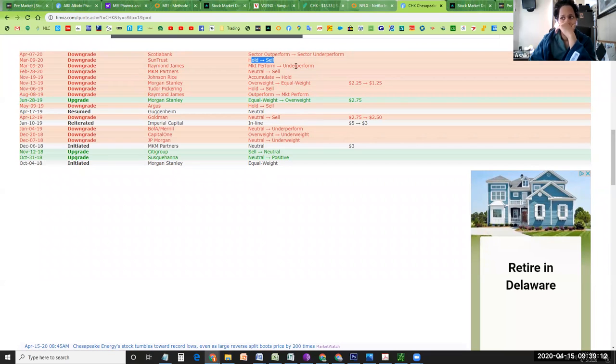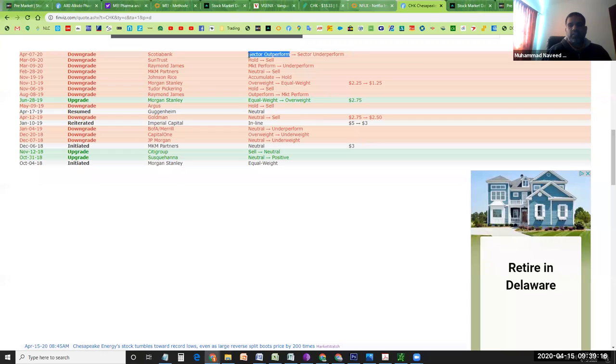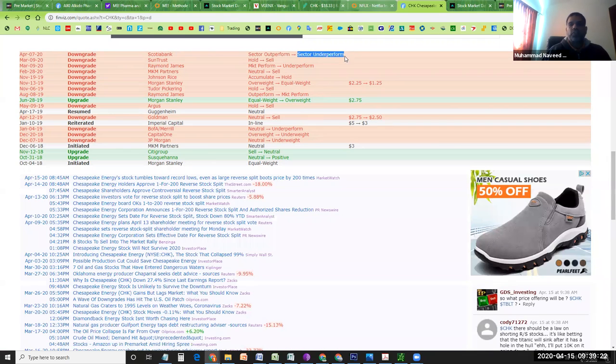Previously, they had it listed under sector outperformer, but on the 7th, they changed that to sector underperformer. That's everybody else is doing better than Chesapeake Energy. So Chesapeake Energy is not doing very well.